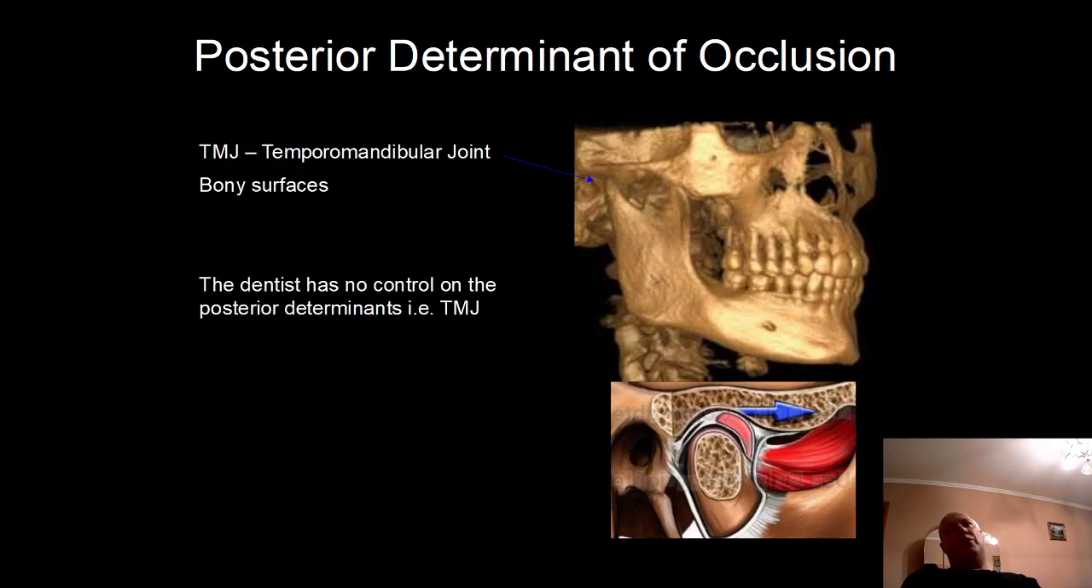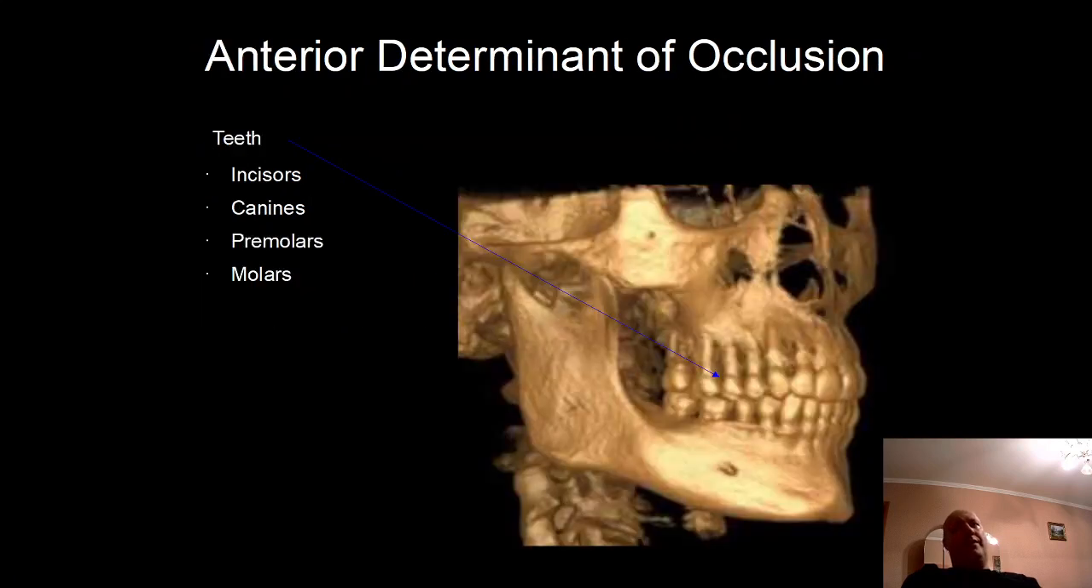X-ray is one of the best methods for determination of central occlusion because you can clearly see the position of the condyle. This is anterior determination of occlusion.